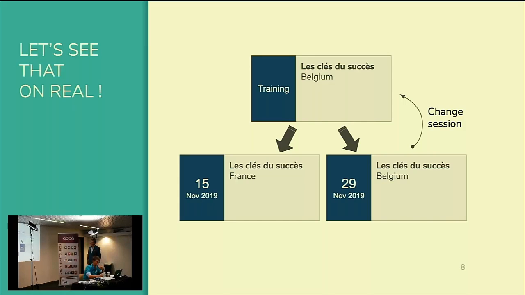The customer can now register to a specific training, les clés du succès here, and subsequently see all the dates and choose the most suitable for him. For example, for the Clé du Succès, you have 2 dates, 15th of November and 29th of November, in Belgium and in France. The development also gives the customer the opportunity to change his mind and subscribe to another session.